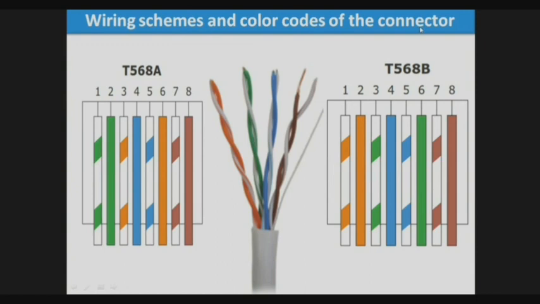the RJ45 connector. In the next section we will see the remaining two components of Ethernet cabling, that is the crimping process, the crimping tool. Another one is the Ethernet port.